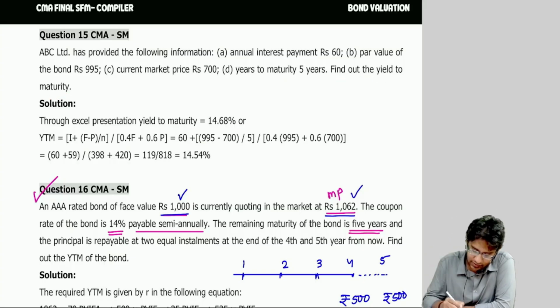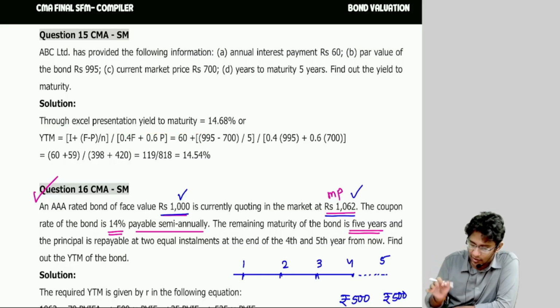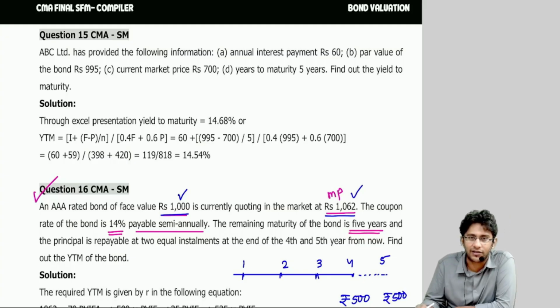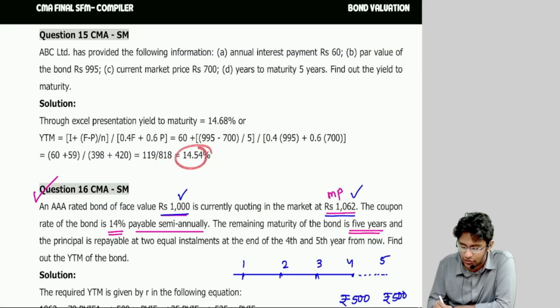What did that fellow do, you see? He applied a formula in an Excel sheet, it seems. Not my answer. Study material answer. I just simply copied from there. 14.68. In the exam nobody will give you an Excel sheet. So shortcut formula: I plus F minus P divided by N, divided by 0.4 plus 0.6. What is this? Approximate YTM formula 2. If you apply that, you got 14.54. This is not accurate, but this is almost near to the correct YTM.